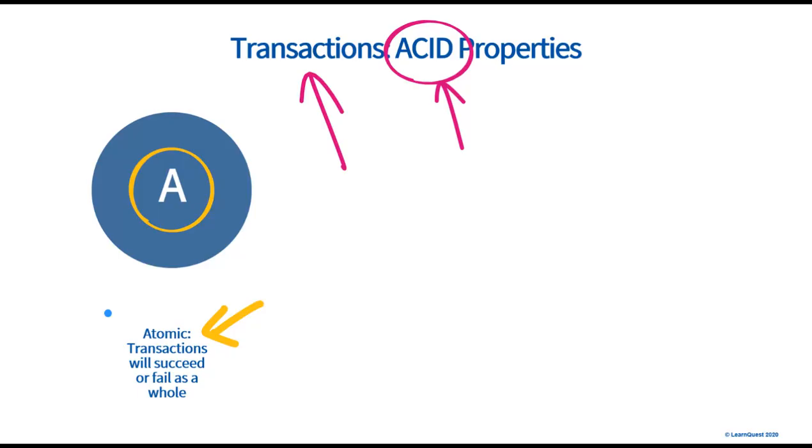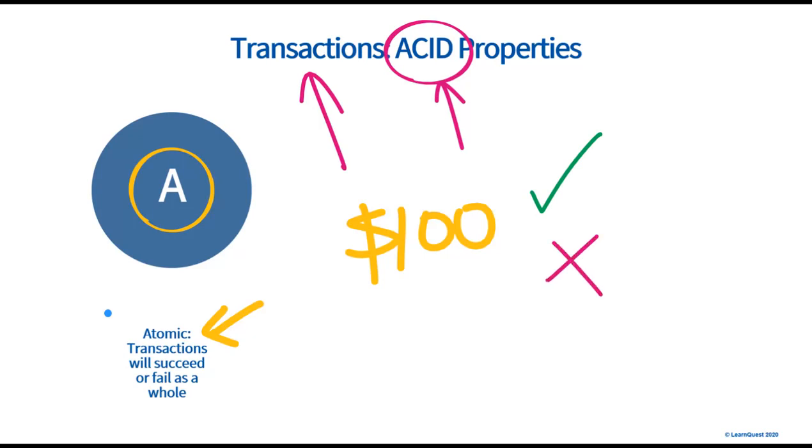Just like I mentioned in my example, if you ask the ATM for $100, it will either grant you the $100 or deny you the $100. And it will do it as a whole, the transaction as a whole. It will not say, here's 50, I owe you 50. It doesn't work that way. Transactions succeed or fail as a whole.